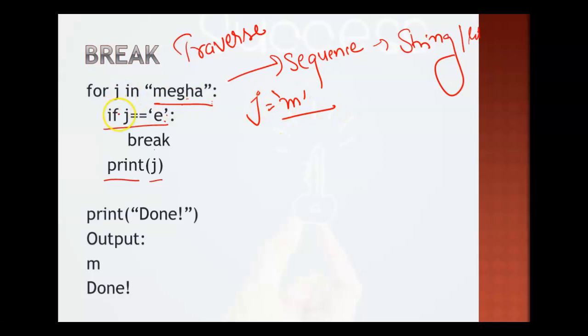So please check, the first value of j is m. J is equal to m. Is m equal to e? No. So it will display the value of j, right? So here the j value is m. M will be displayed. Then next time we have e.